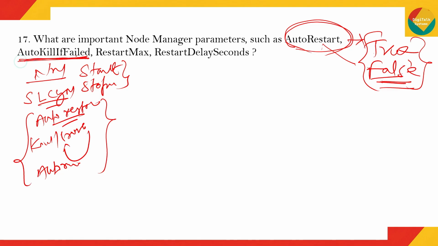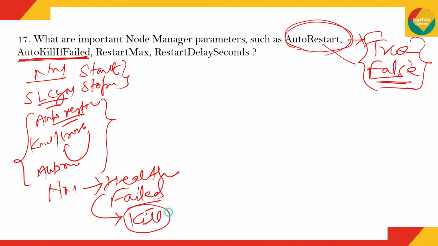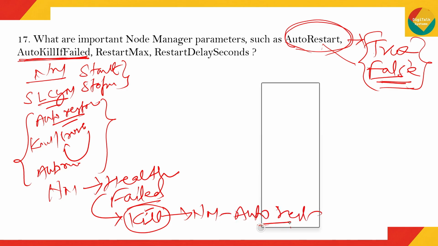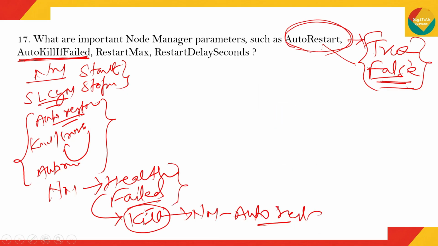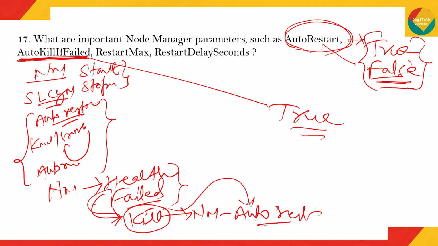Auto kill if failed. One feature I mentioned is that your node manager automatically checks the health of servers, and if it finds a server in failed state, it automatically kills it. As soon as it is killed, your node manager will auto restart it. To control this feature, you have the parameter auto kill if failed. If it is true, your node manager will kill a server which is in failed state and will auto restart it. If it is false, even if the server is in failed state, it will not be killed, and if it is not killed, it will not auto restart.